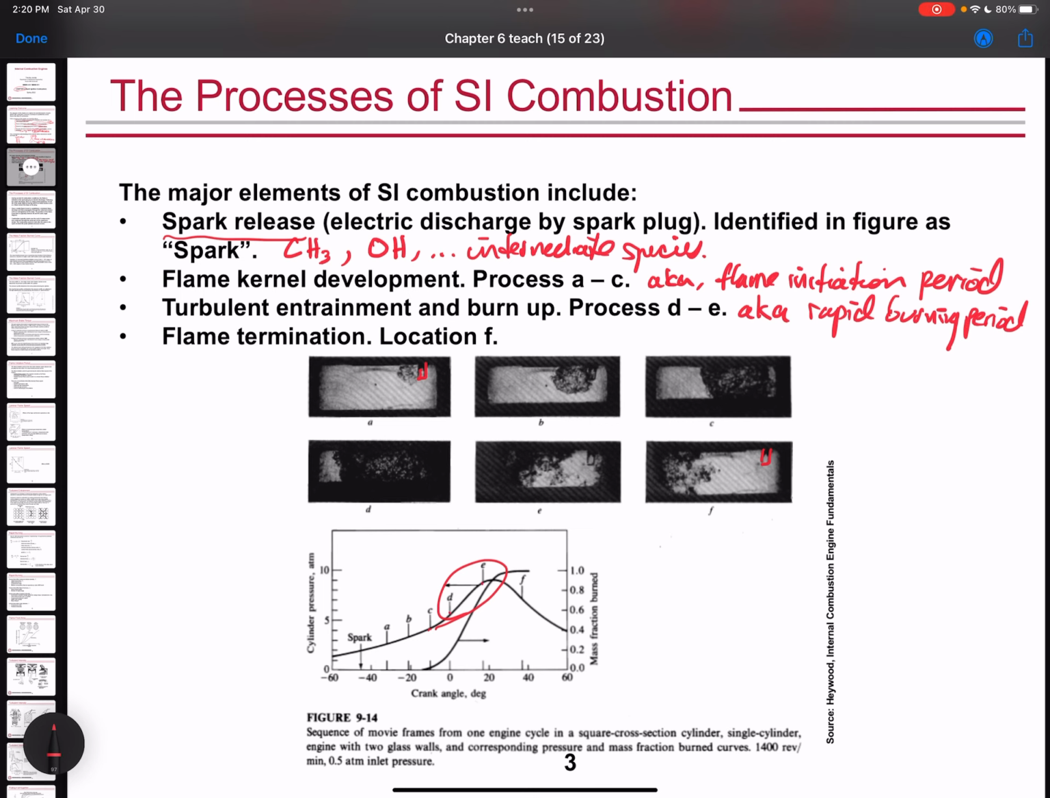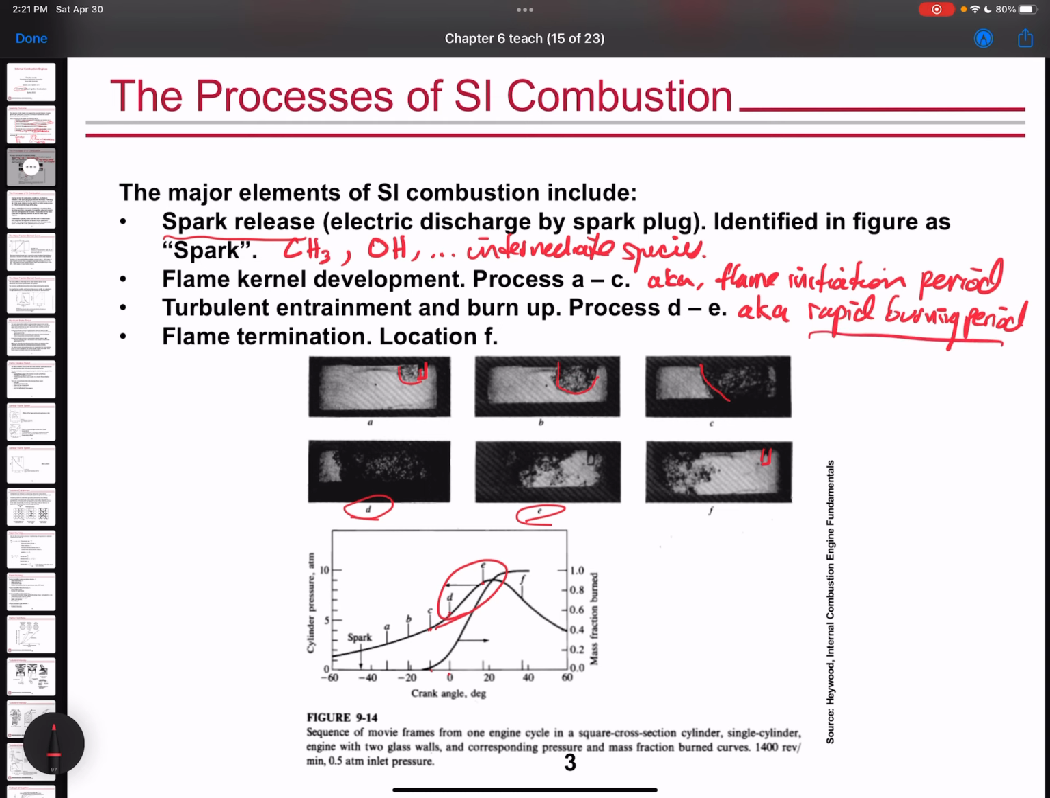This is our rapid burning period, and you can see how long it took for the flame to develop over the period of 35 crank angles. But then as we go from C to D to E, right, we're going from 10 degrees to 0 degrees to looks like about 18 degrees. So within a period of about 28 degrees, we nearly consume the entire fuel-air mixture, right? And so that turbulent entrainment and burnup period is a very rapid burning period, right?